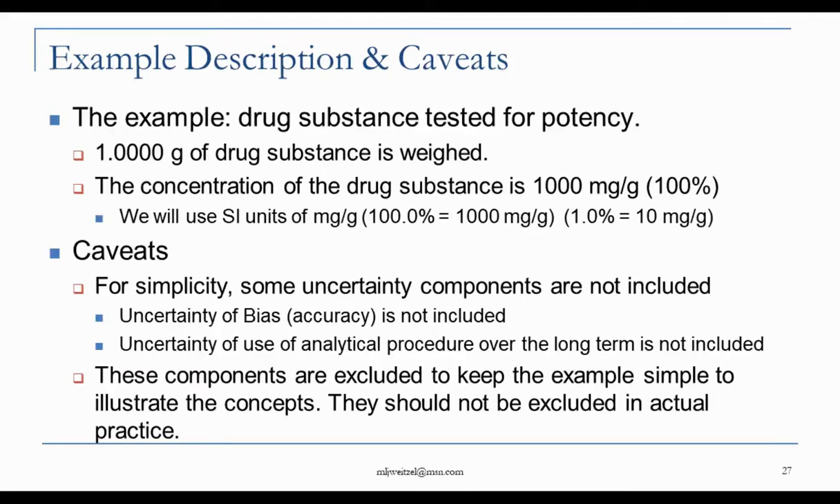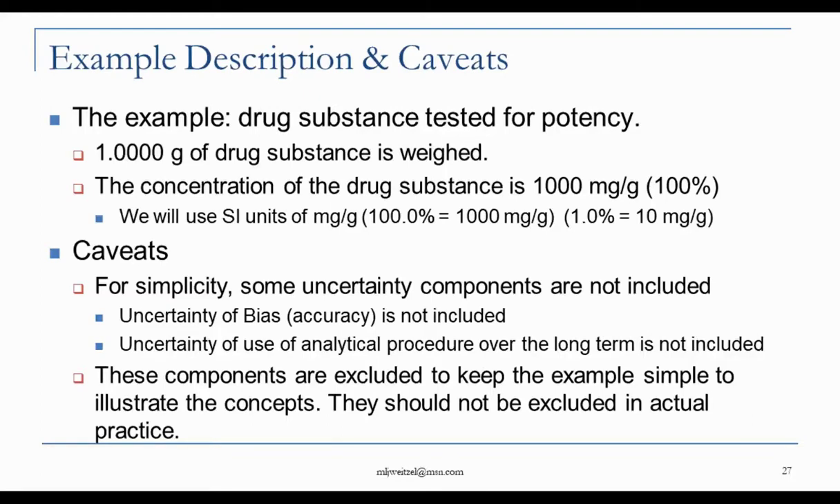Now to go through this, we're going to give an example. I always find examples are the best way to learn and to illustrate things. So we have the description and caveats for our example. We're going to use a drug substance tested for potency. 1 gram of drug substance is weighed, and the concentration of the drug substance is 1,000 milligrams per gram. If you're used to percent, that's 100%. I'm using milligrams per gram because that's the proper SI units that should be used.